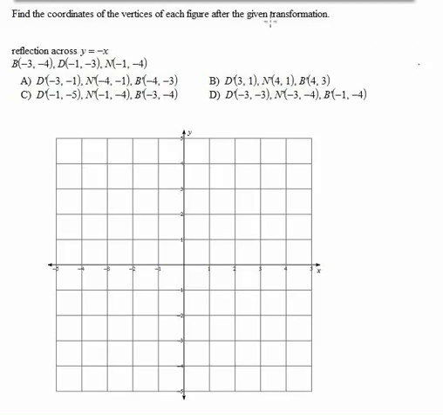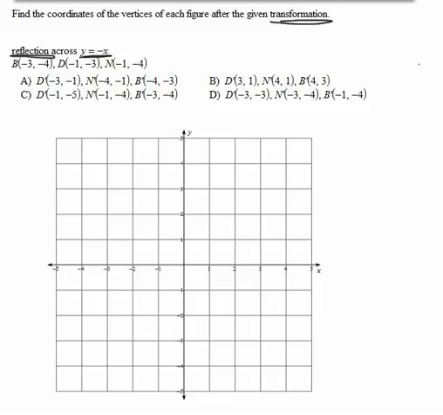This problem is a transformation, and specifically it's a reflection. So it's asking us to reflect across the line of reflection, and that line of reflection is y equals negative x.